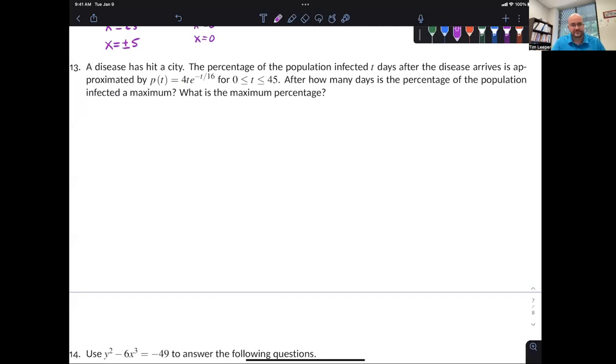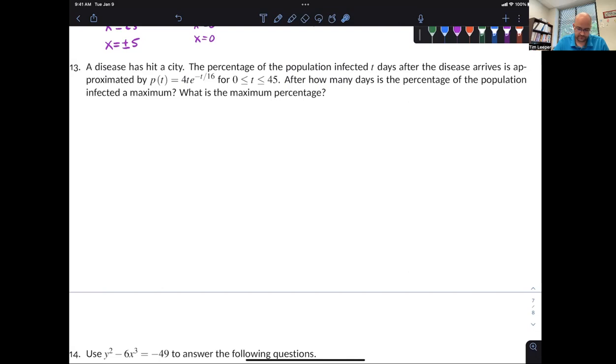Hello. In this video, I want to look at question 13 on review for exam 3. It says a disease has hit a city. The percentage of the population infected T days after the disease arrives is approximated by P of T equals 4T e to the negative T over 16, where 0 is less than or equal to T is less than or equal to 45. After how many days is the percentage of the population infected a maximum? And what is that maximum percentage?